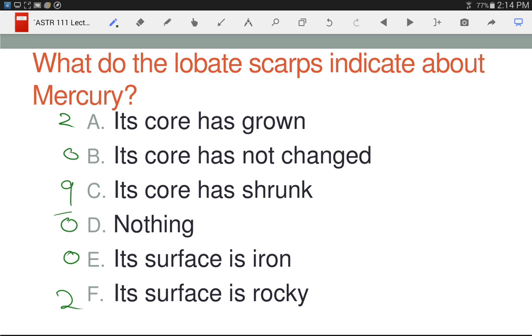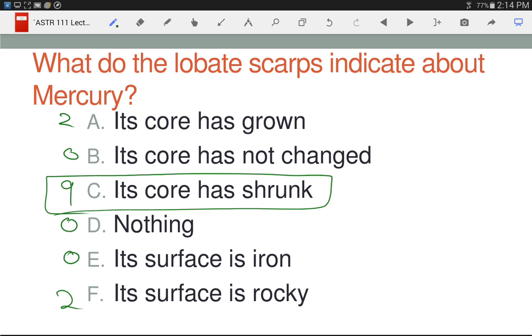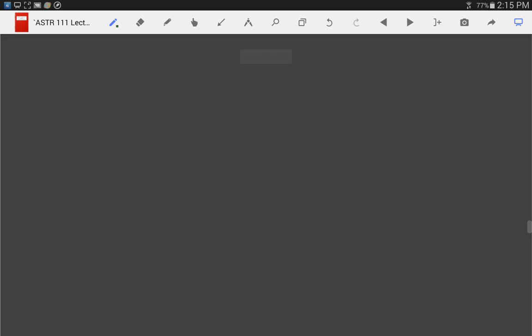Okay, so the majority said its core has shrunk, and that is correct. The standard interpretation of those lobate scarps is that they're the result of the core shrinking. Why would the core shrink? Because it cooled down. They believe it's iron, and iron shrinks a lot when it's cooled. So it's not the surface that's iron, it's the core that is iron and has cooled and shrunk.